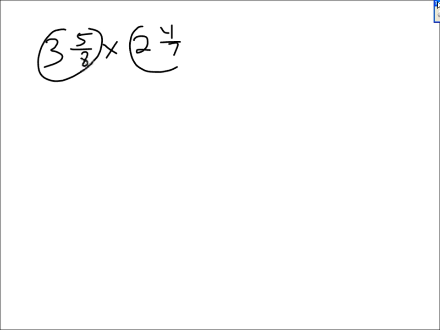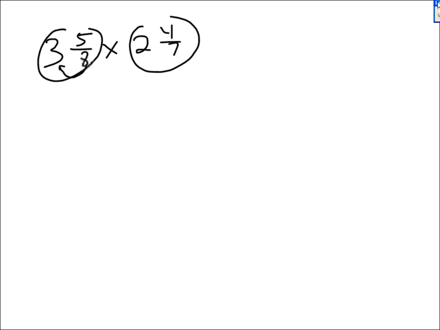Section number 27 is entitled Multiplying Mixed Numbers. This is an easy section in the sense that there is nothing new to learn. If you want to multiply these two mixed numbers, the first thing you have to do is get them to be a fraction. Get each of these numbers to become a fraction, not a mixed number.